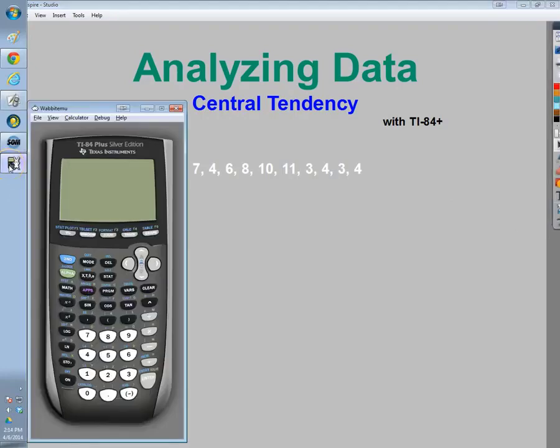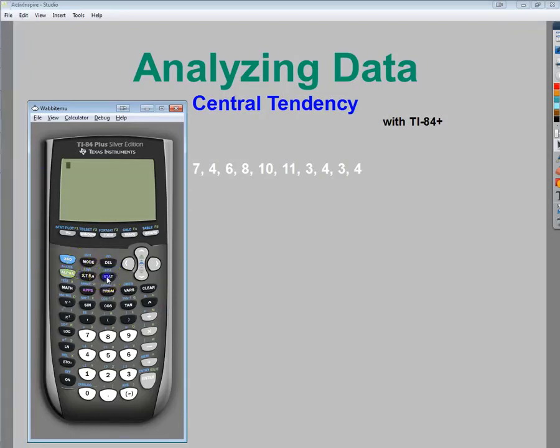Now when you have one set of data like this, you want to just punch it in as a list. In order to edit a list, you go to the Stat button. So go in, and then under the Edit menu, just click Enter for number 1. I've already typed it in. You don't have to put it in order before you type it in. In fact, in the Edit menu that I was just on, it has Sort A, which is sort ascending, so the numbers go from smallest to greatest, or Sort D, which is sort descending, so it goes down.